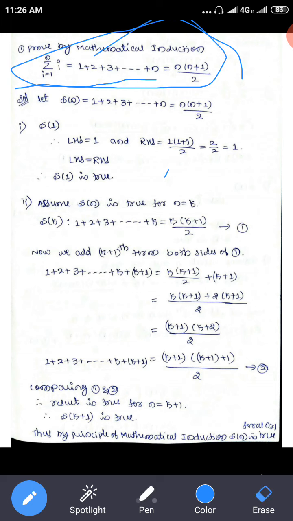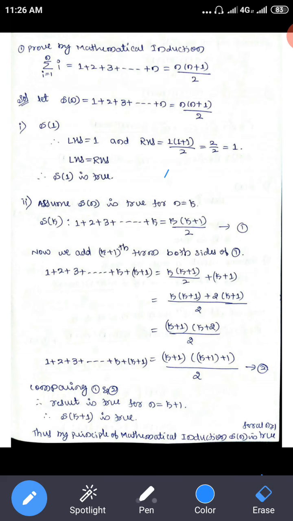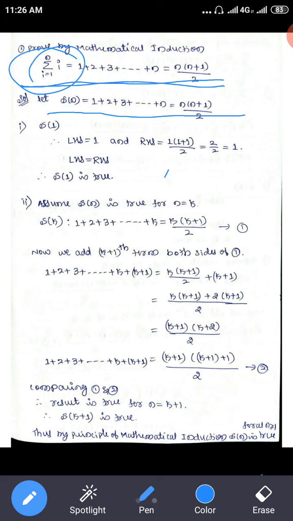So I told you, let us take a solution now. What we will do is write Sn. Sn means the summation of i equal to 1 to n. You take this as Sn. Whether you write this or this, it doesn't matter. I have just written this one.